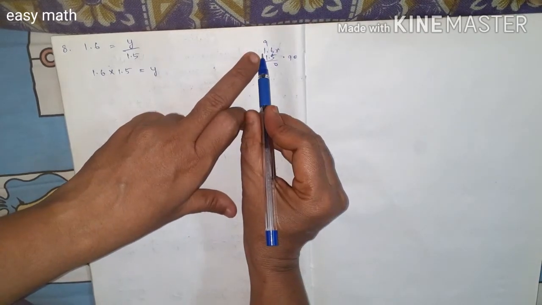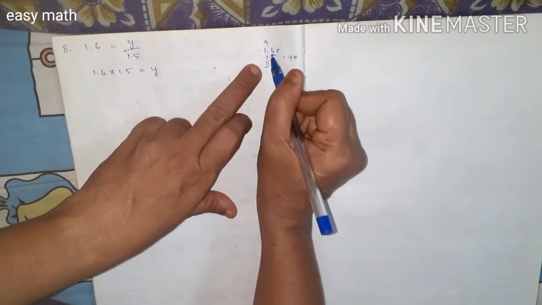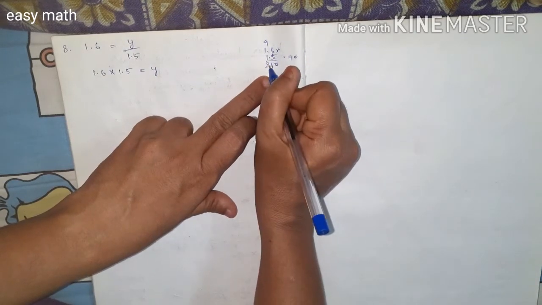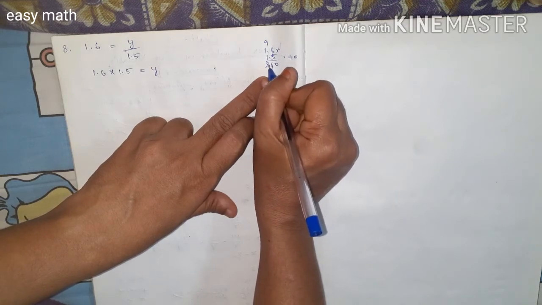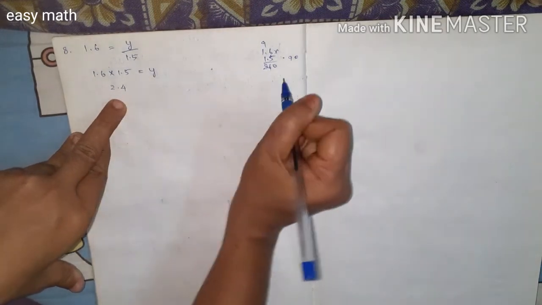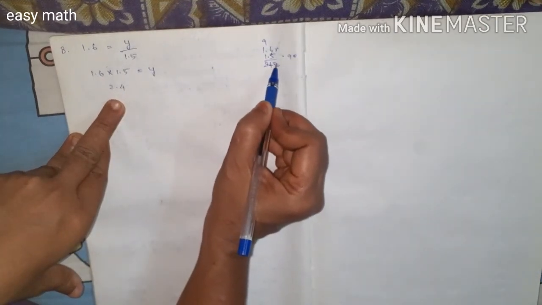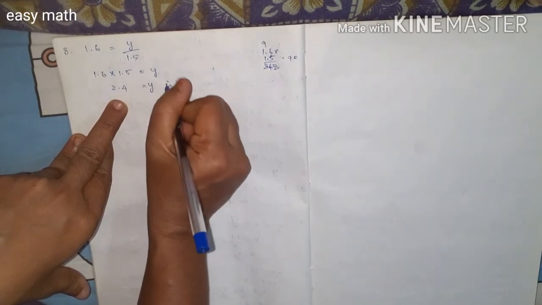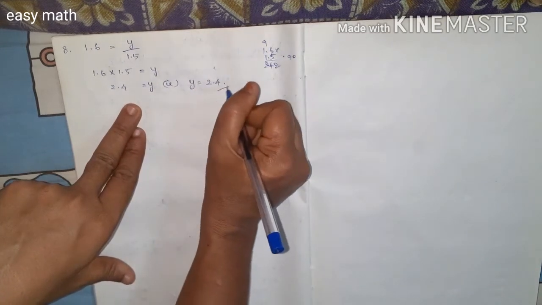15 into 1, 15 plus 9, 24. There is one number after the point, so after the point, two numbers, we put the sign. Then 2.4, that is no value for 0 after the point. So 2.4 is equal to y, that is y equal to 2.4. Okay, this is the answer.